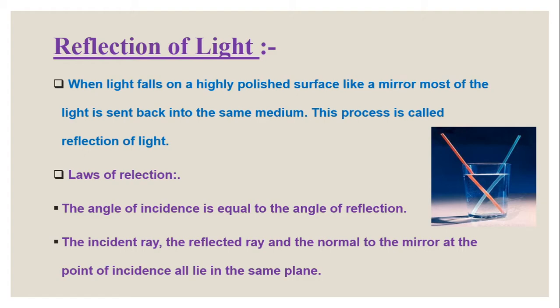Reflection of light. When light falls on a highly polished surface like a mirror, most of the light is sent back to the same medium. This process is called reflection of light.